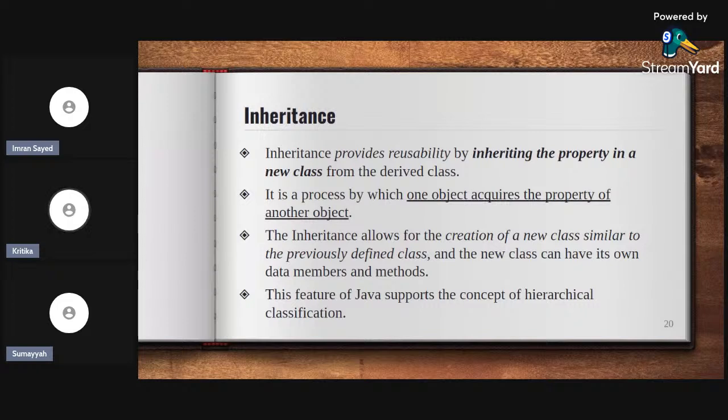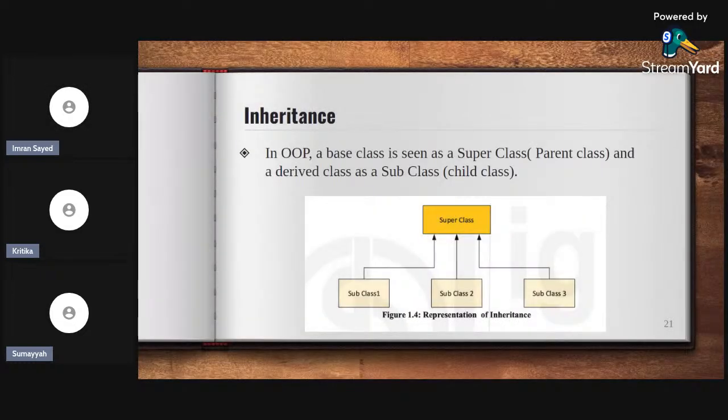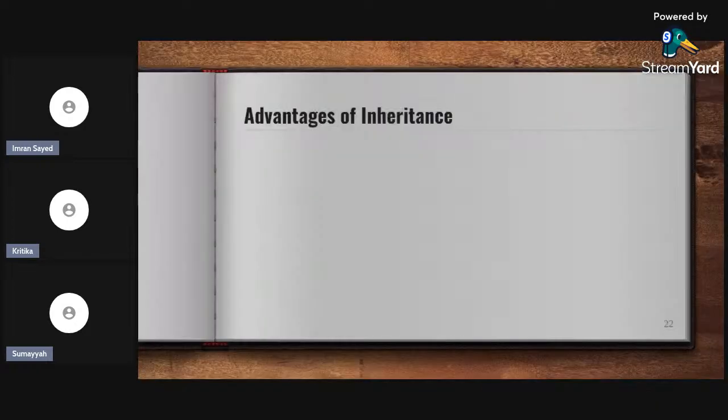Yes, interesting example. Yeah, and this is supporting the concept of hierarchy. अब कृतिका के जब बच्चे होंगे फ्यूचर में, they will inherit Kritika's property plus have more of their properties. So that's called the hierarchical inheritance, called multi-level inheritance. Move on. In OOP, a base class is seen as a superclass or parent class, and a derived class as a subclass or child class. Okay. So you are subclass, Kritika. Your parents are superclass.